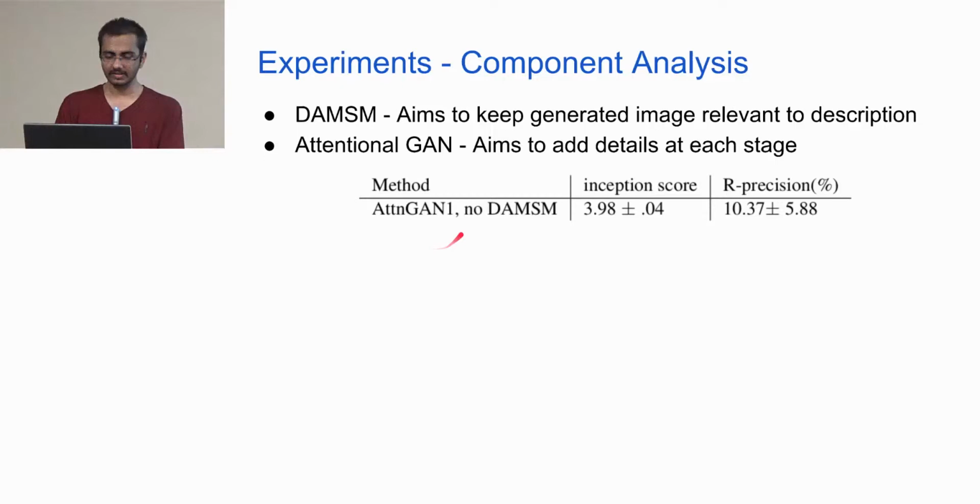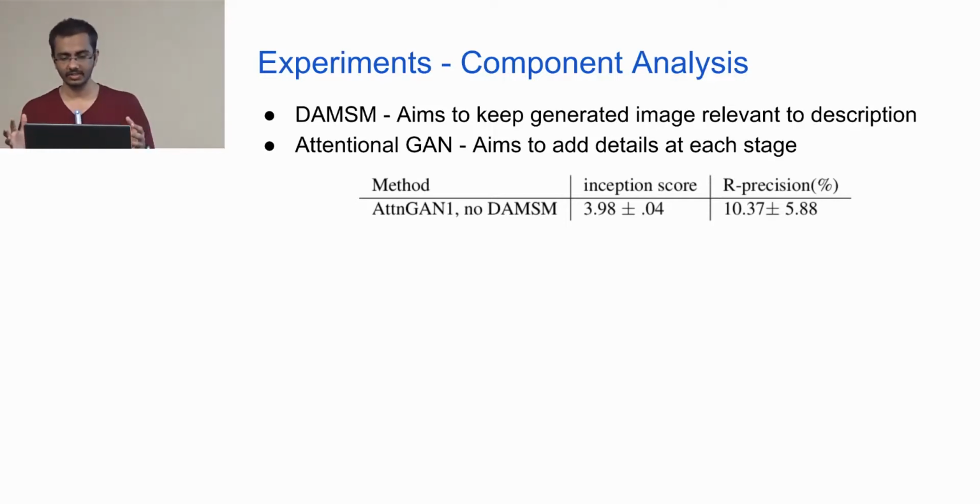This confusing notation ATTN GAN 1 basically means that in the entire architecture they stopped after the 128 by 128 stage, so using attention just once. ATTN GAN 2, as you will see, is the entire architecture which we discussed, so the output would be 256 by 256 images. These are the two models that they have used, and they are changing the lambda in the final loss function to control the effect of DAMSUM.